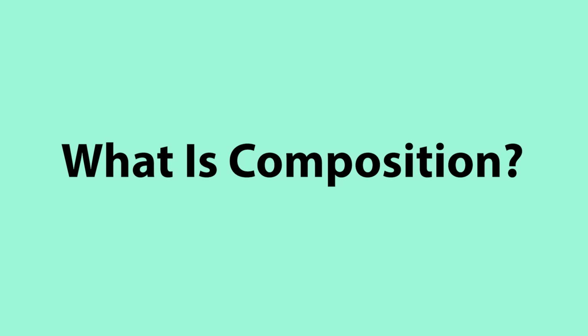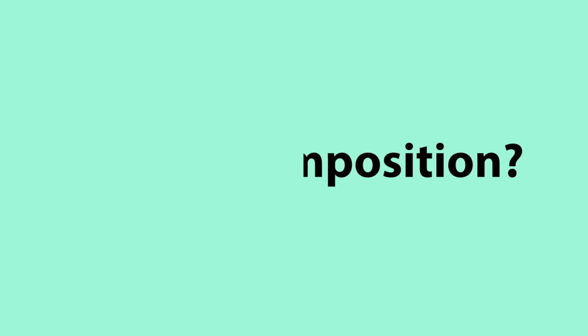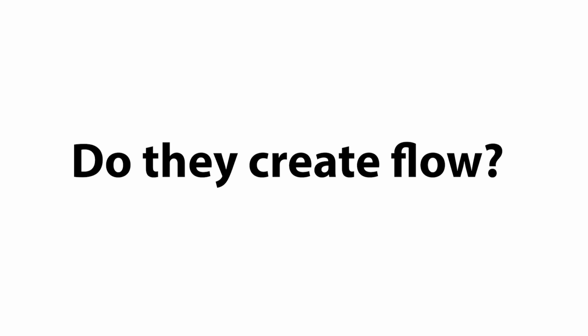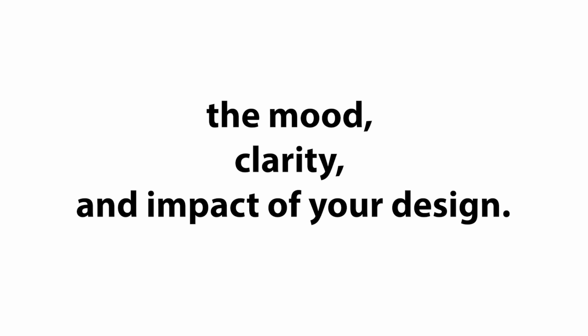What is composition? The harmony of any design. Composition is how the elements interact with each other to create harmony and meaning. Let's use the same room analogy. Composition is how the furniture feels together. Do they create a flow? Are they cramped or spaced out? So composition determines the mood, the clarity, and the impact of your design.